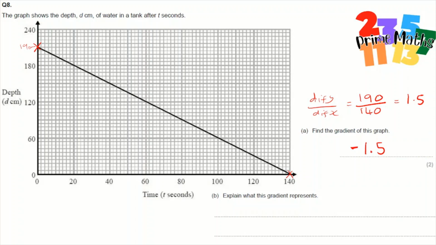Part B says explain what this gradient represents. It wants to know what this gradient represents, not what gradient in general represents. This gradient is talking about the depth of the water with respect to time. So we say something along the lines of the rate of change of the water depth, or how water depth changes over time. You must mention the water depth, and you must mention some sort of change.